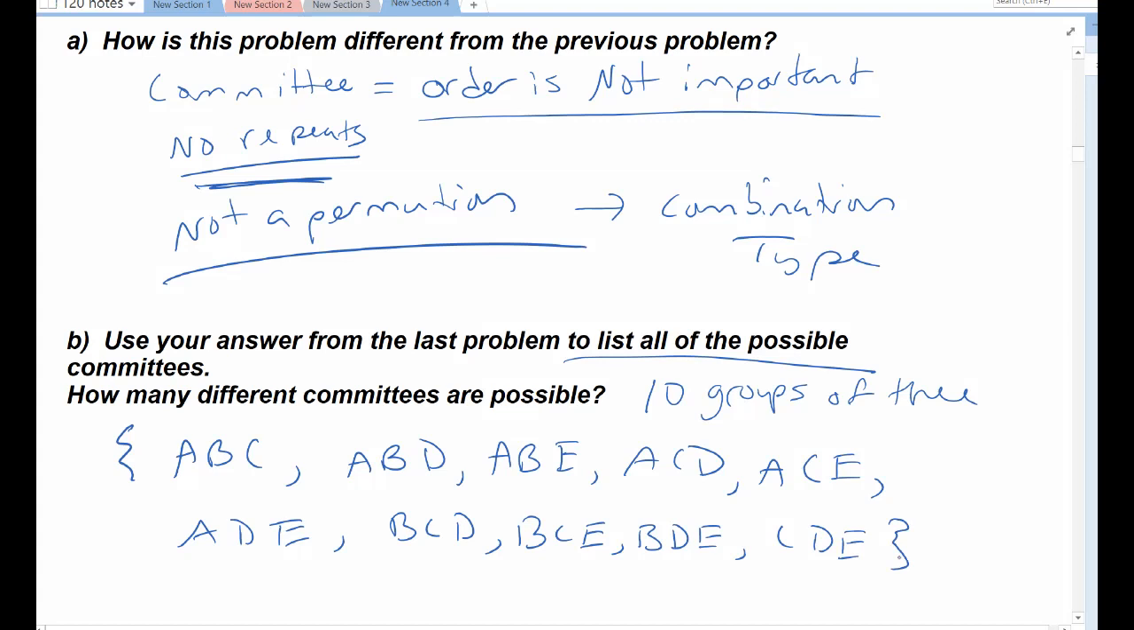Alright, you might want to double check me and make sure I got them all. 1, 2, 3, 4, 5, 6, 7, 8, 9, 10. I believe that's the 10 different groups of people that can be sent on the committee. So there's my 10 committees. Those are the 10 possible committees of 3 people if I had 5 people to choose from. Which, like I said, this is a combinations type.